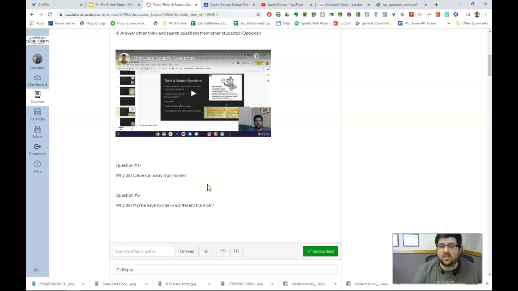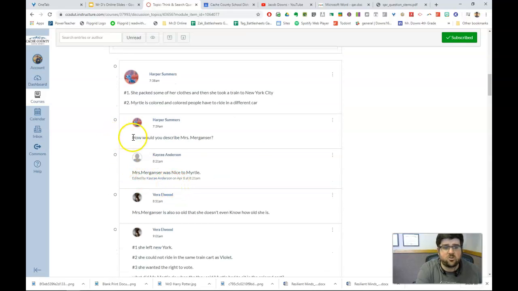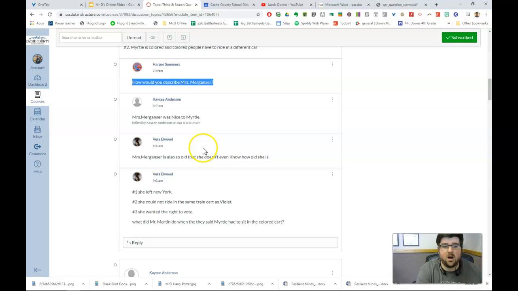I'm very excited to look at some of the questions that you all wrote for your think and search questions. And I was really, really proud of what I saw. I thought you did a great job with this. How would you describe Mrs. Merganser? That's a great one where you have to piece together a few different things. There are several pages that talk about Mrs. Merganser to really describe her, not just her physical appearance, but who she is. You're going to take a synthesis across those different pages. I thought that was an awesome one.